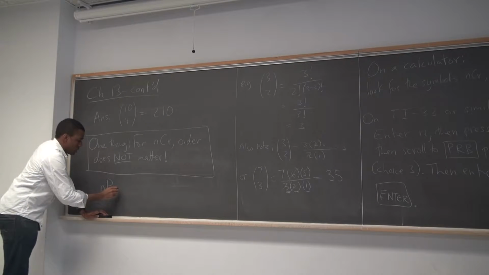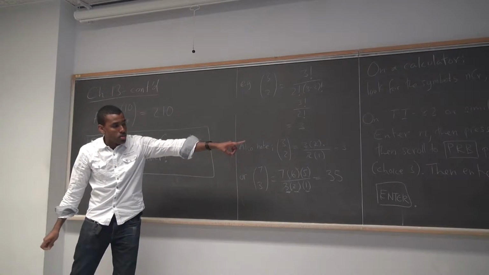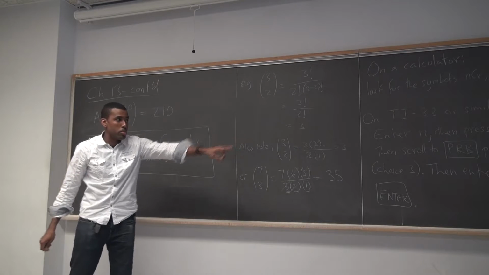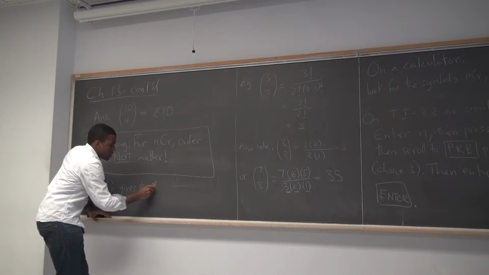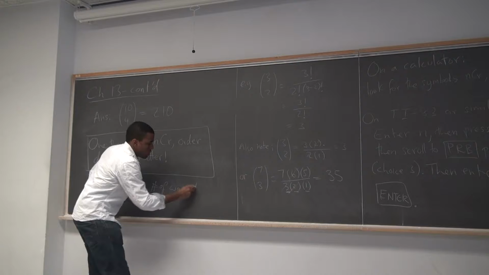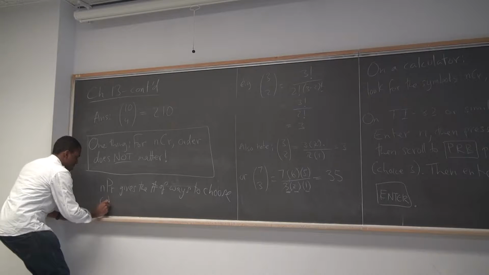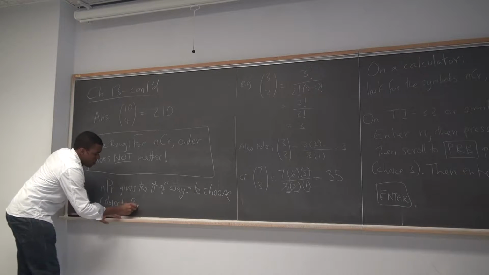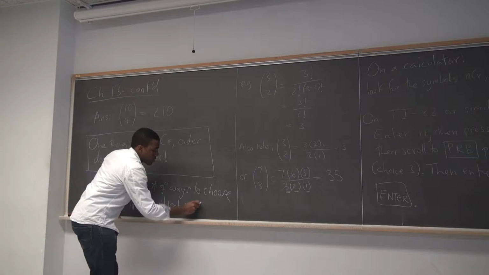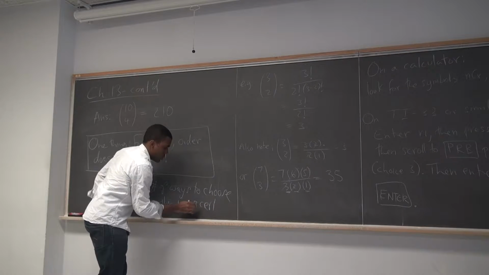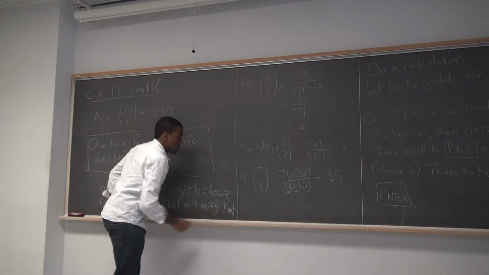NPR gives, and it's very similar to get it in your calculator as this. It will usually end up in the same menu or the same place. NPR gives the number of ways to choose R objects from N objects in a certain order, in a way that order matters.